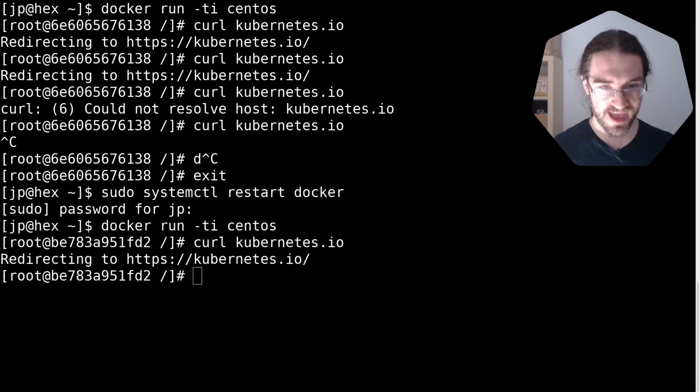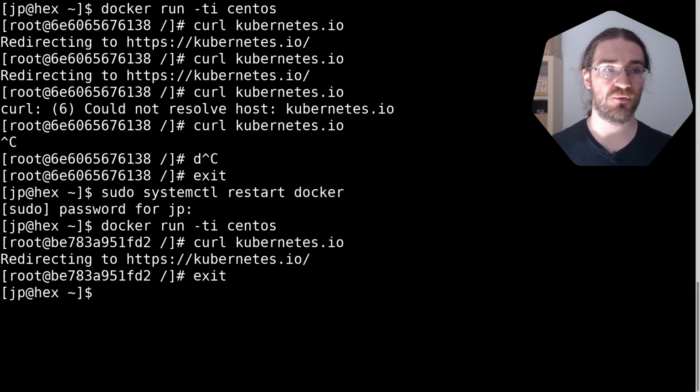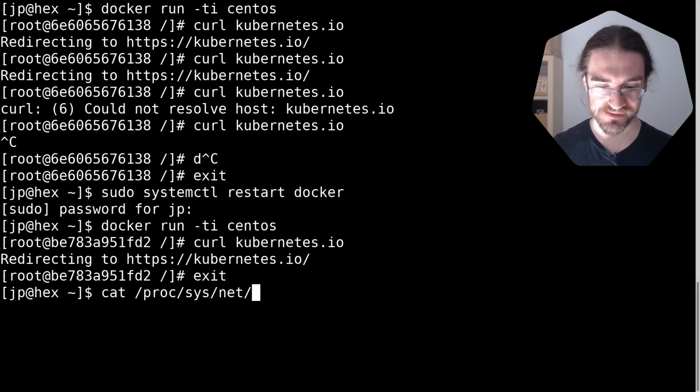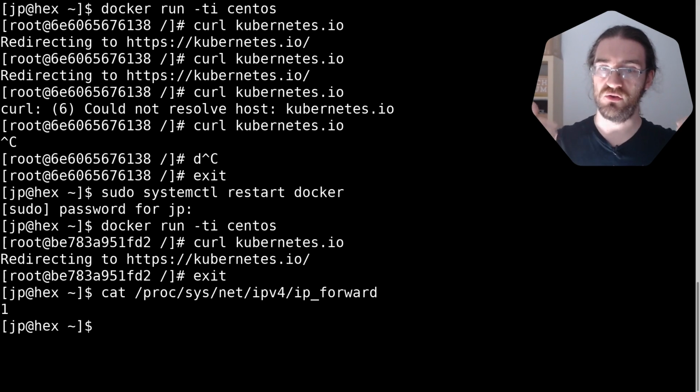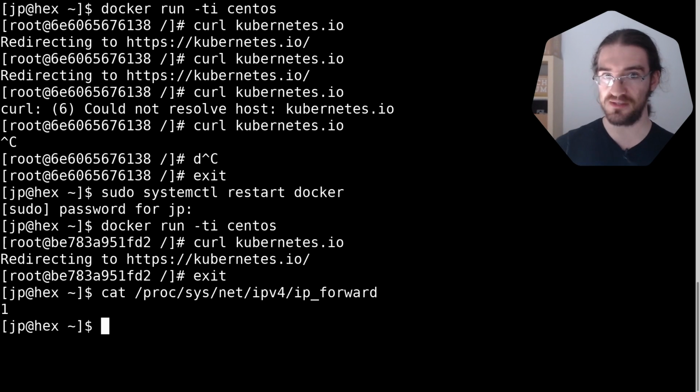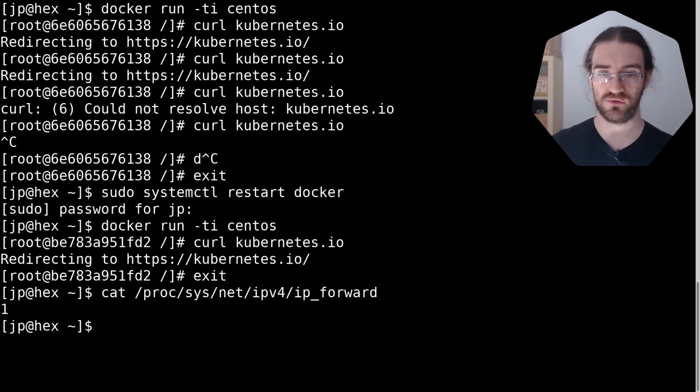So if this happens to you and you want to figure out if it's a sysctl problem, you can check /proc/sys/net/ipv4/ip_forward. If it's 1, you're good, forwarding is enabled. If it's 0, it means that routing is disabled and packets won't go through.